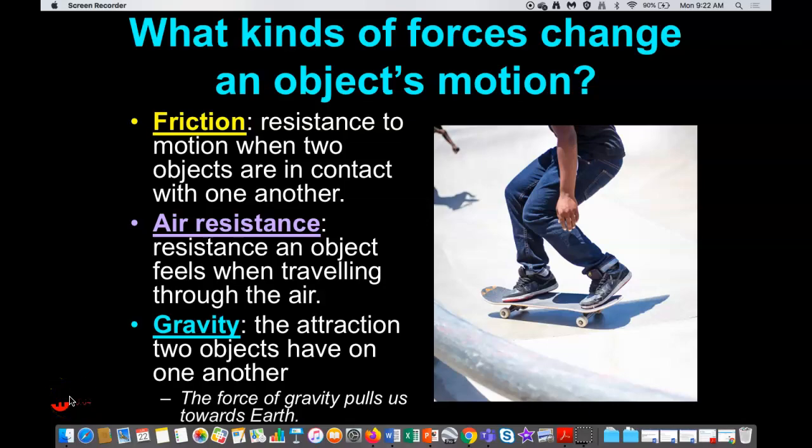Today we will be going over Newton's second law and talking a little bit about what kinds of forces change an object's motion. These are the first three that I have pulled up here. Friction changes an object's motion, air resistance, and gravity.